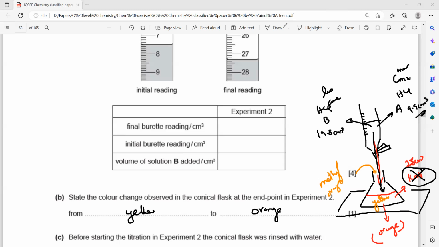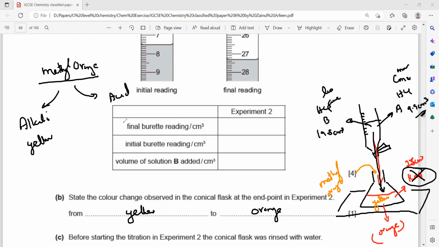Why is it yellow? Because you have to understand the concept of the color of methyl orange. If you have alkaline solution, if you have alkali, it is yellow. And if you have acid, it will be orange. In the beginning, it should be red in acid. Yes, red is there, but usually the color changes because we consider a negligible quantity is there, so orange is acceptable.